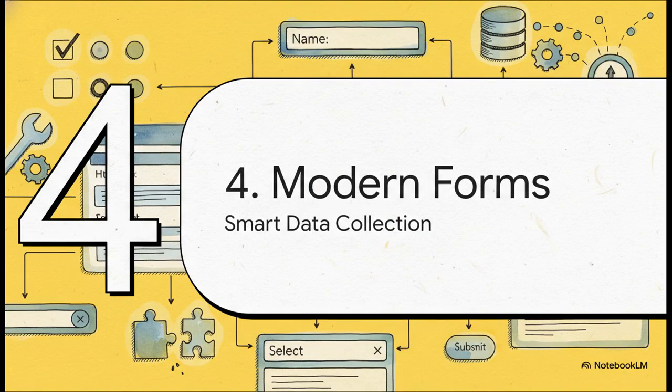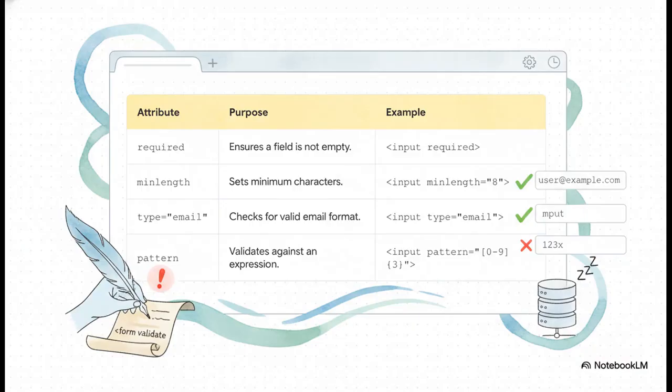Now let's talk about something we all love to hate, forms. They can be a real pain to build and a nightmare for users. But the good news is, modern HTML gives us a ton of amazing built-in tools to make them so much better. Get this. You can forget writing a mountain of JavaScript just to check if an email address looks like an email address. HTML5 has these incredible validation attributes baked right in.